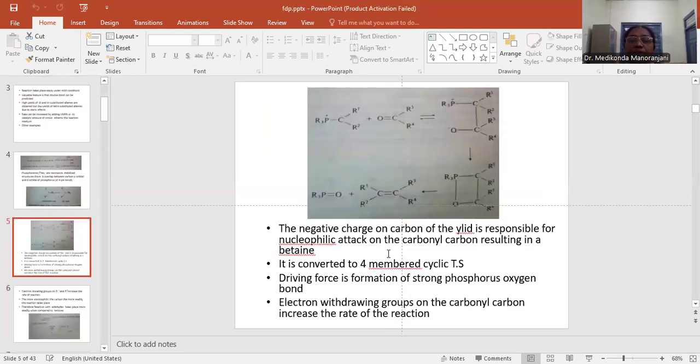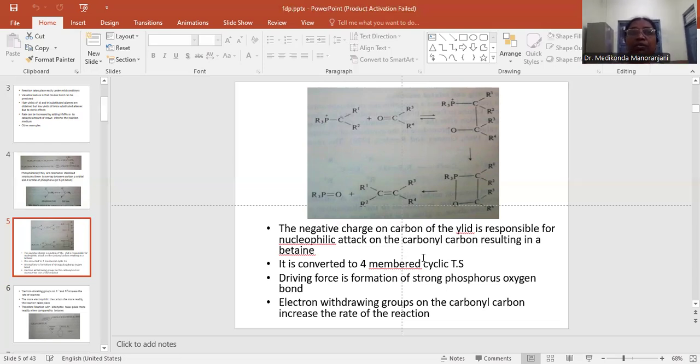The negative charge on the carbon atom of the halide, this one, is responsible for the nucleophilic attack on the carbonyl carbon, resulting in the formation of a betaine. It is converted into a four-membered cyclic transition state. The driving force is the formation of the strong phosphorus-oxygen bond.